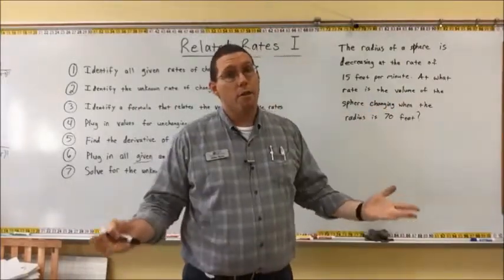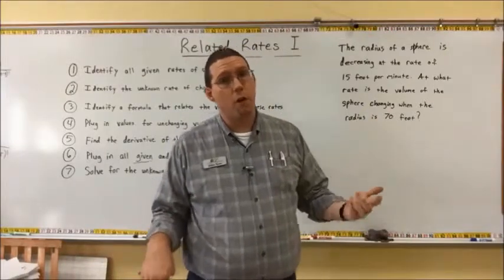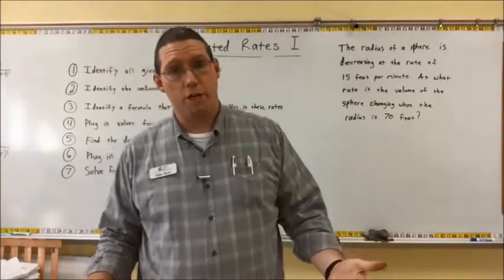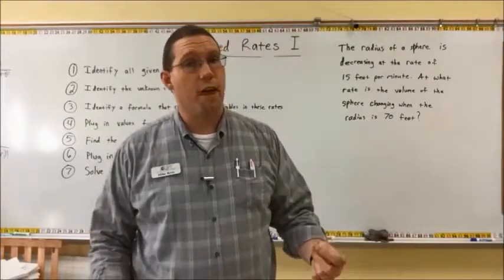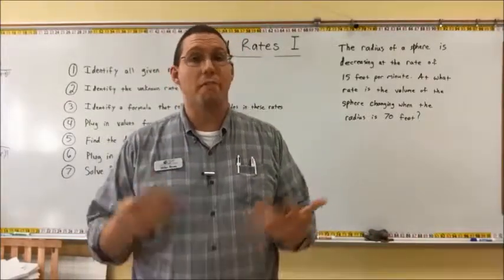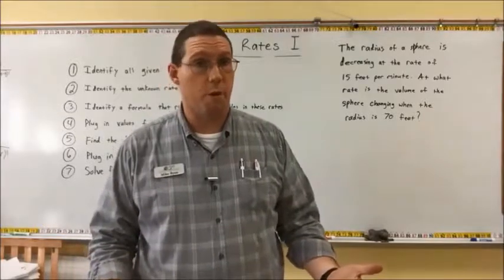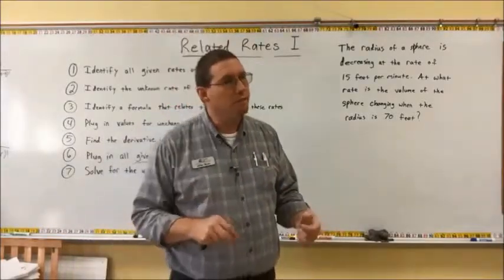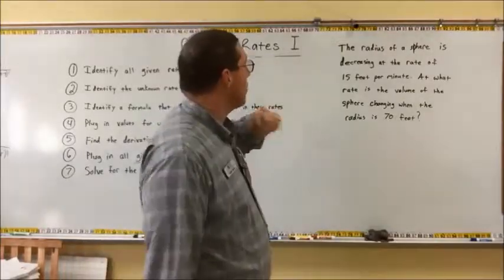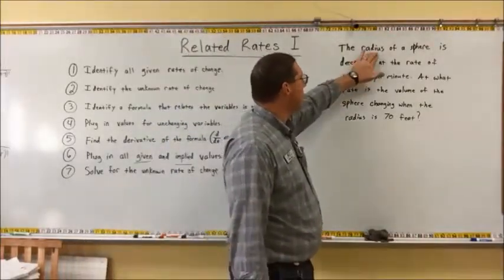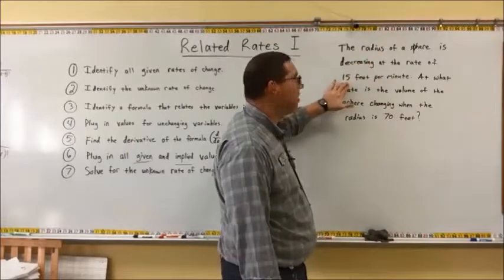So now this question is still asking about a sphere. We're still dealing with a radius changing, but instead of asking about the surface area of the sphere, it's asking about the volume of the sphere. So we're going to have a completely different formula for this one. Well, it's actually not completely different, but it's a different formula. All right, so the radius of the sphere is decreasing. Radius, decreasing, 15 feet per minute.